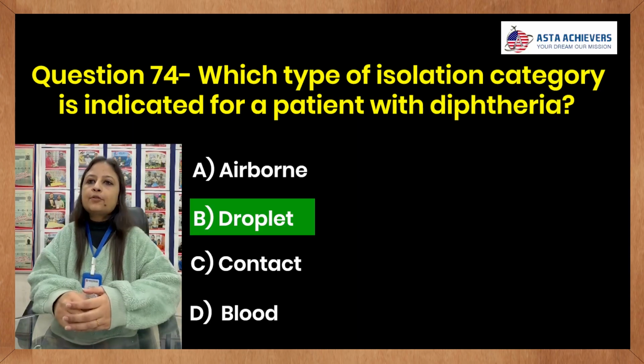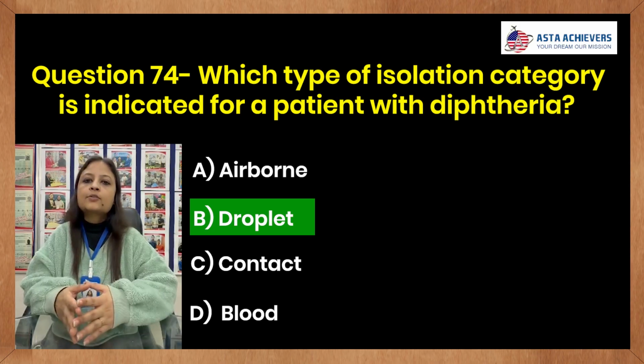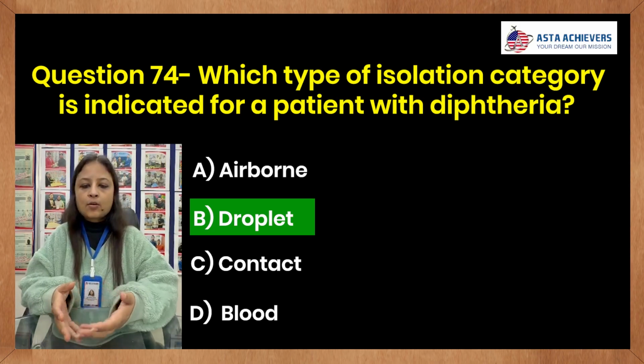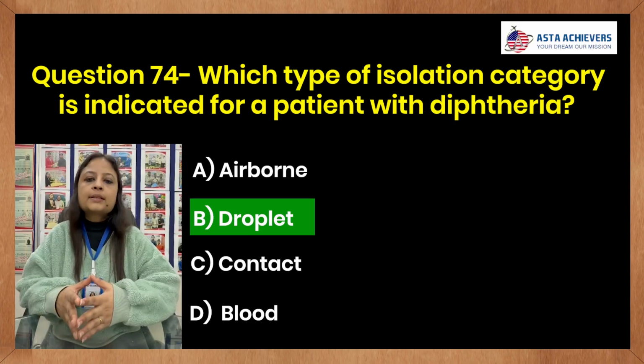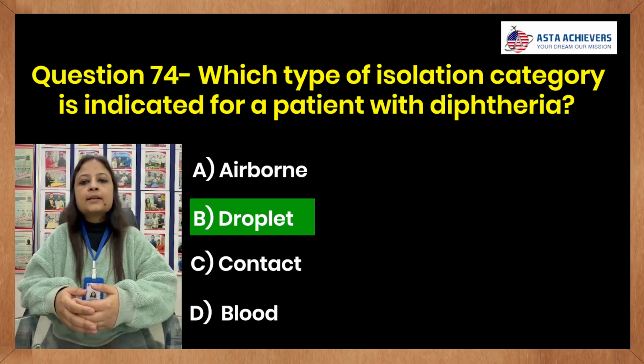Question number 74. Which type of isolation category is indicated for a patient with diphtheria? Option A, airborne. Option B, droplet. Option C, contact. And option D, blood. Option B, droplet, is the correct answer because diphtheria is a serious bacterial infection typically affecting the nose and throat, spread by respiratory droplets.